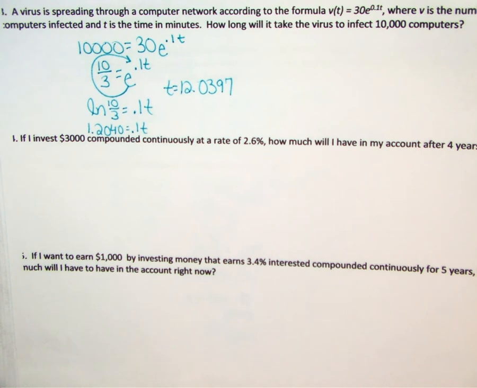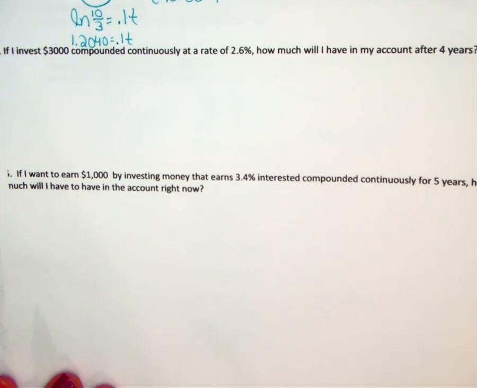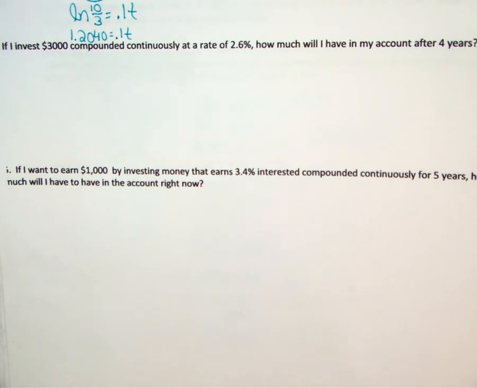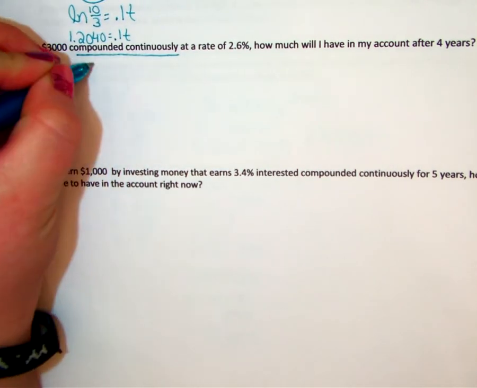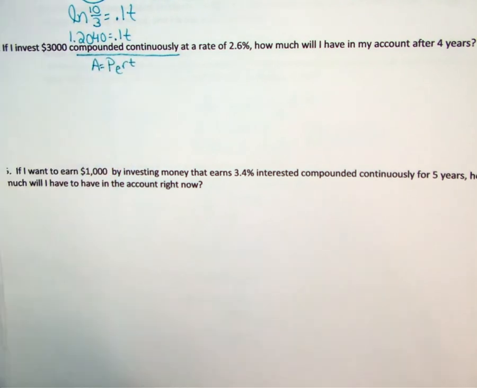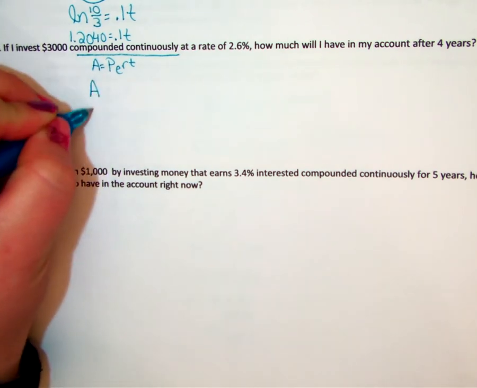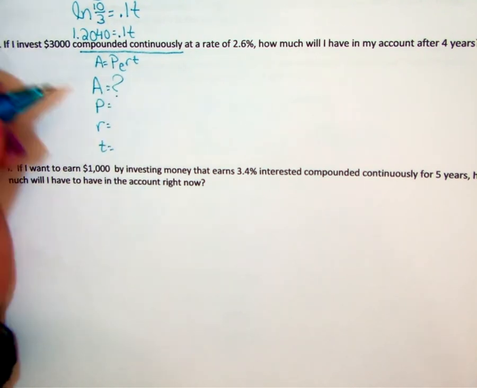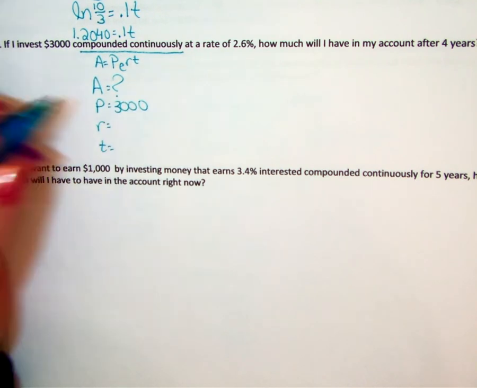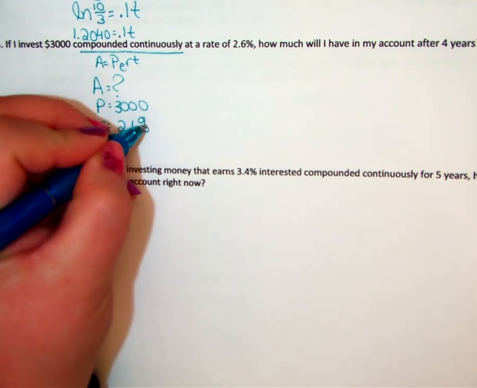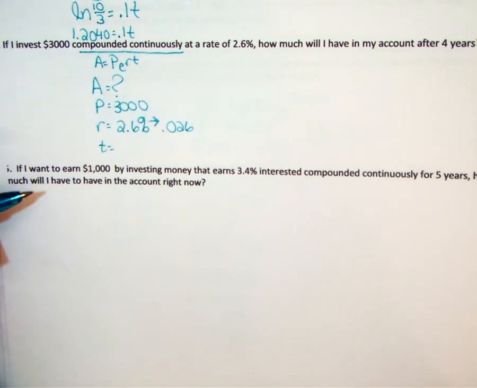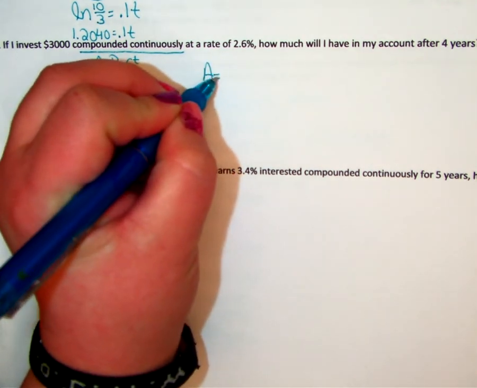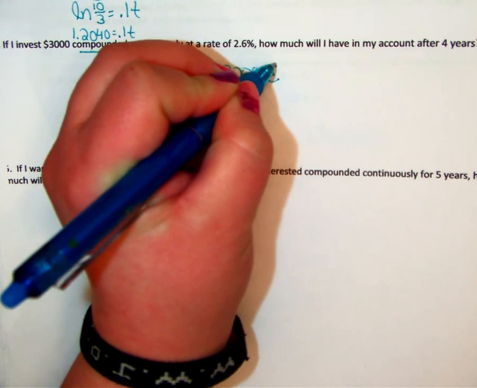Two more that go back to our word problems that have to do with money. If I invest $3,000 compounded continuously, that tells us to use A = Pe^(rt), at a rate of 2.6%, how much will I have in my account after 4 years? So A = Pe^(rt), how much will I have? I had 3,000 to begin with. The rate was 2.6%, so that makes it 0.026. And the time is 4 years. So let's toss that all into our formula. A equals 3,000 times e to the 0.026 times 4.